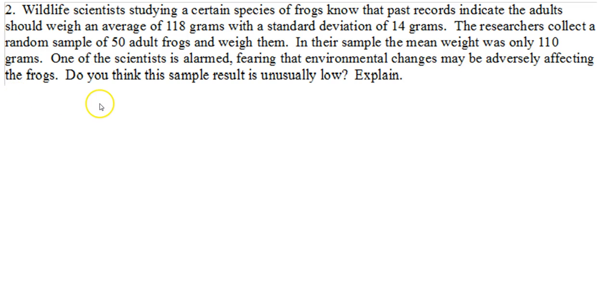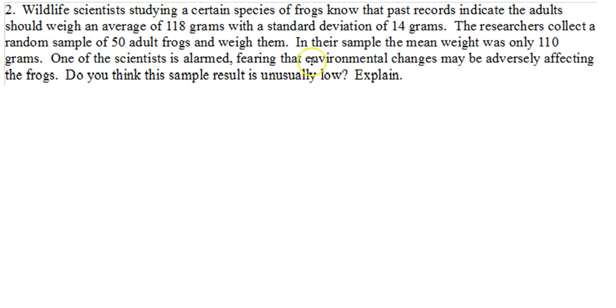All right, guys, we're looking at number 2 on the chapter 18 and 19 test or quiz. Wildlife scientists studying a certain species of frogs know that past records indicate the adults should weigh an average of 118 grams, with a standard deviation of 14 grams. Researchers take a sample of 50 adult frogs and weigh them. The sample mean is 110 grams. They want to know if it is weird that their sample mean was so low.